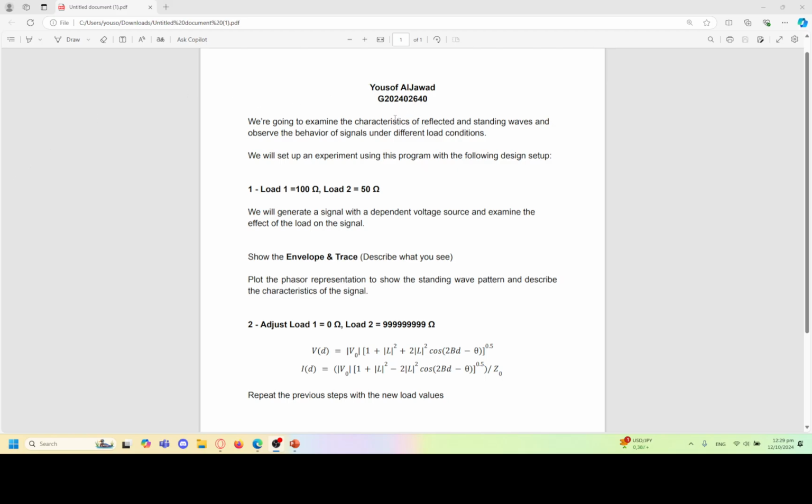My name is Yusuf Al-Jawad, G2024-02640. We're going to examine the characteristics of reflected and standing waves and observe the behavior of signals under different load conditions. We're going to be setting up an experiment using this program with the following design setup.